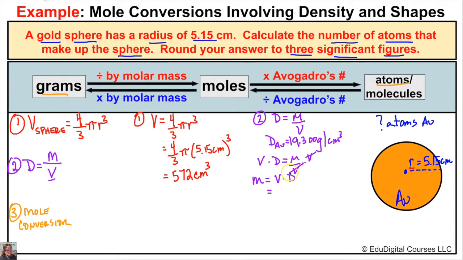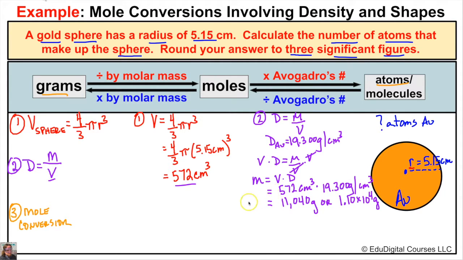So what is the volume of this cube? Well, we just figured that out over here. It's 572 cubic centimeters. What is the density of this cube? It's right here. It's 19.300 grams per cubic centimeter. And so the mass of this cube is going to end up being 11,040 grams. And if we want to convert this to scientific notation, this will end up being 1.10 times 10 to the fourth grams. So here is our mass of this gold sphere.